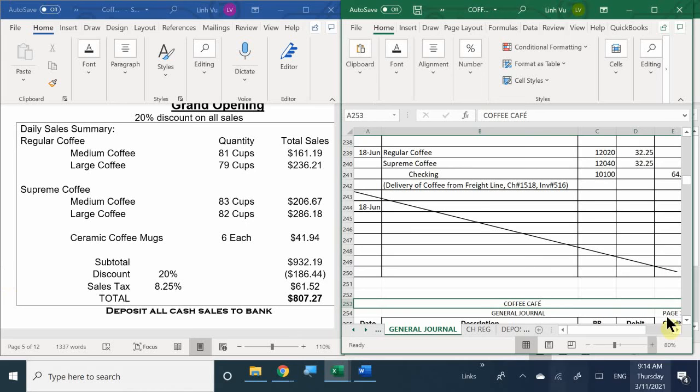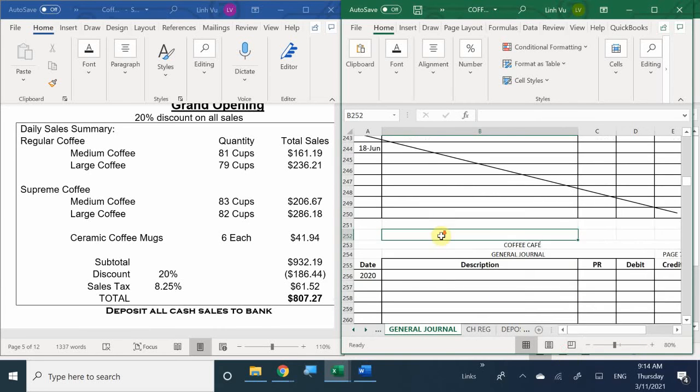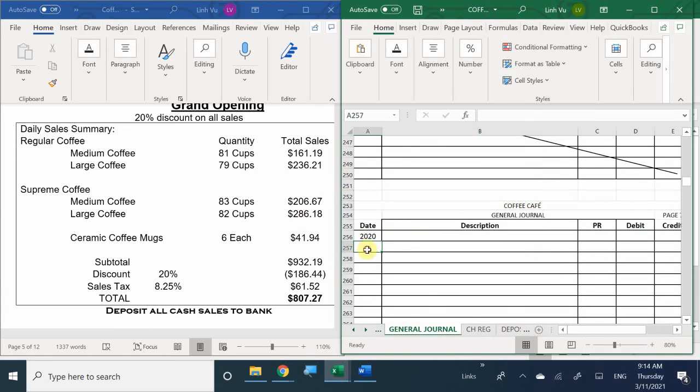So in this case, I am done with my general journal number 6 because I don't have enough space to enter in my transaction. So now I am on page 7. Okay. Start right under the 2020. So here we did a sales. What do we need to journalize here?